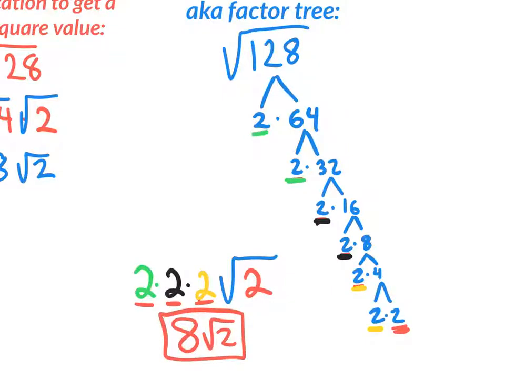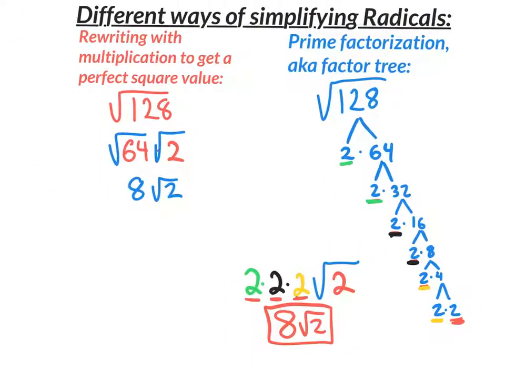Now if we compare, we have the same exact answer. It's just, I think this method is a lot better. But if you're not good at seeing perfect square numbers, then you may just want to break it down as much as you possibly can and then start pairing up the same numbers. So 2 and 2 is right there. This 2 and this 2 is right there. This 2 and this 2 is right there. And this leftover 2 that did not pair up is on the inside of the root.